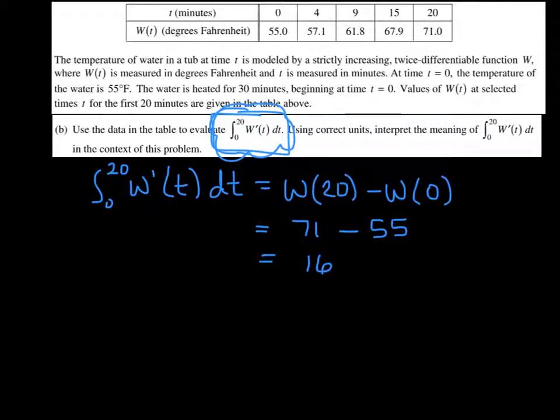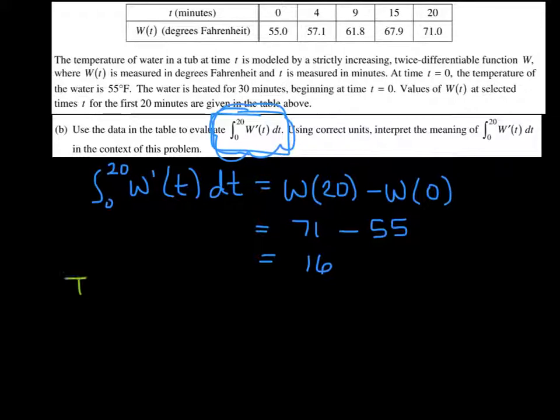So we just got through talking about what W prime of T stood for. It's the rate at which the temperature is changing in degrees per minute. Now, when you are doing an integral of a rate, remember we go back to just the quantity. And so what's the quantity here? Well, it's degrees. All right, so in this case, 16 would represent the total change in temperature of 16 degrees from 0 to 20 minutes. And that's exactly what we're going to write down.